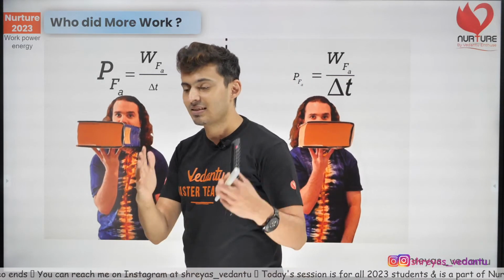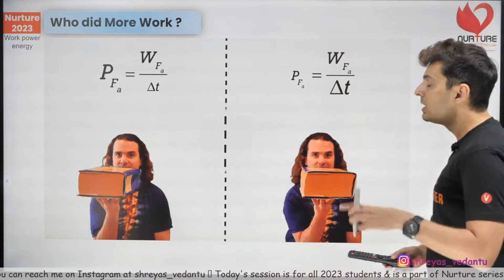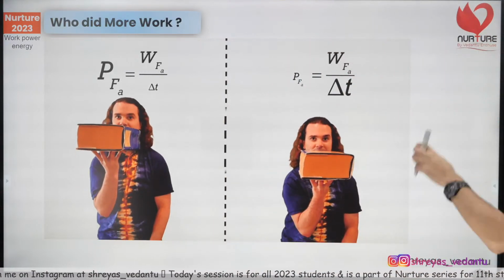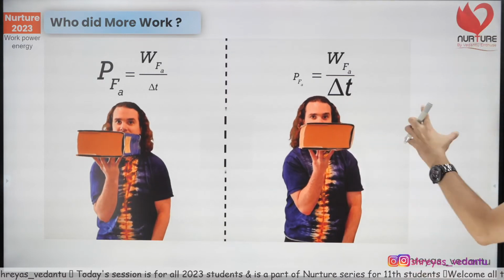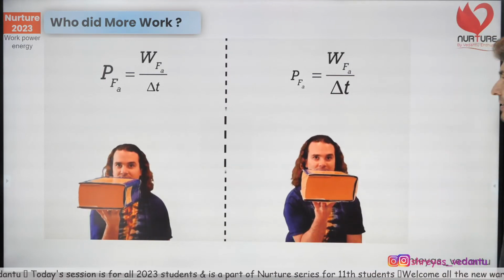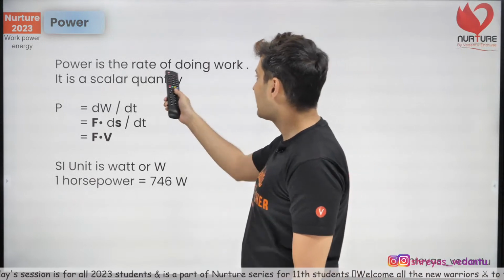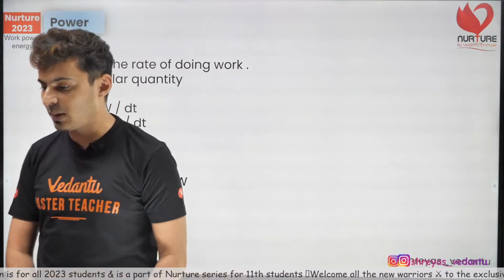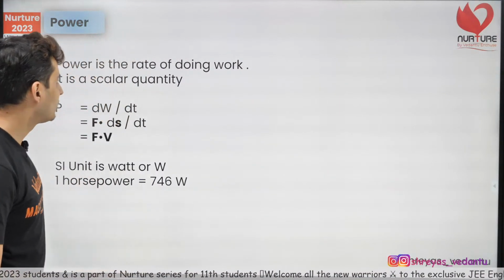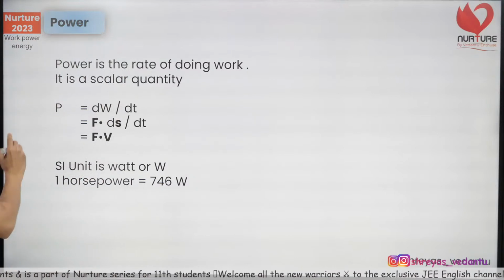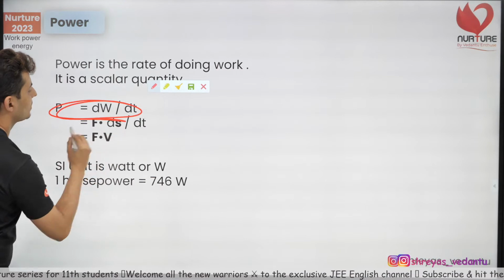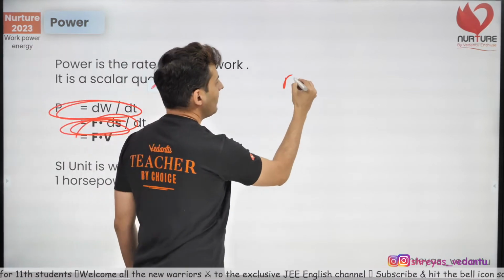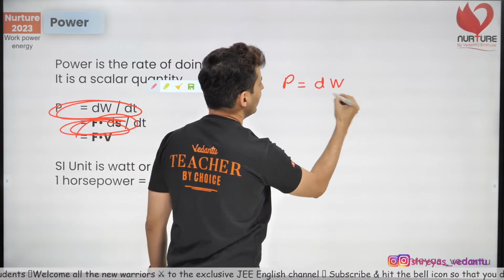So power is the quantity which you should be looking for. Power is the rate of doing work. I hope this animation, this simulation makes it very obvious. So power is the rate of doing work, as simple as that. It is a scalar quantity. Forget this for now, I'll show this to you in a bit. So power is the rate of doing work.